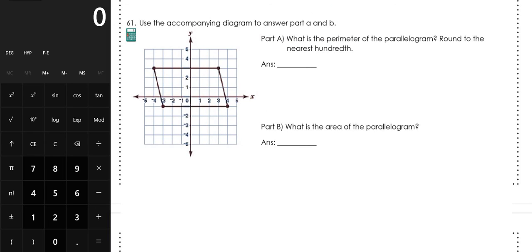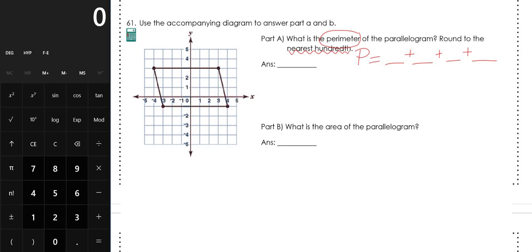Number 61. Use the accompanying diagram to answer part A and B. Part A, what is the perimeter of the parallelogram? Round to the nearest hundredth. Okay, perimeter. We need to get all the side lengths. So we have 4 side lengths for this perimeter. So I'm going to put a blank for all 4 sides to keep myself focused on what I need.